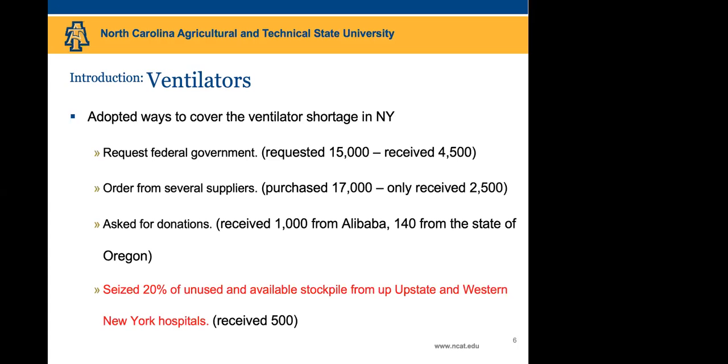And finally, they seized 20%. And it's not seized, as Governor Cuomo always says, it's sharing. The hospitals start sharing. But here in the modeling, we call it seized because we use that term a lot in the simulation models. So we're seizing 20% of unused and available stockpile from upstate and Western New York hospitals. So he's taking it from there and putting it downstate. From the 20%, he received 500 ventilators.